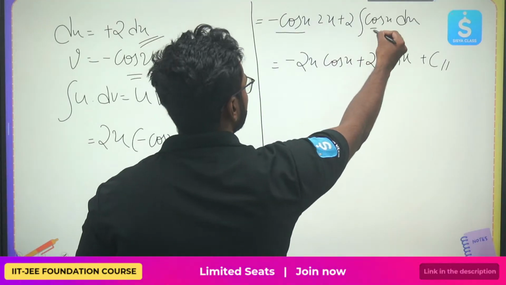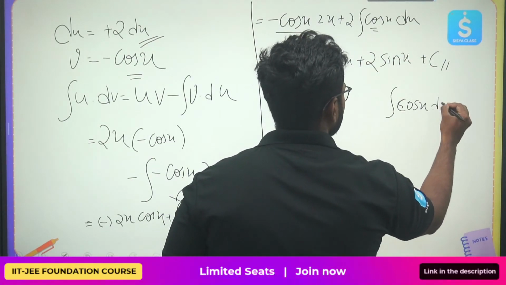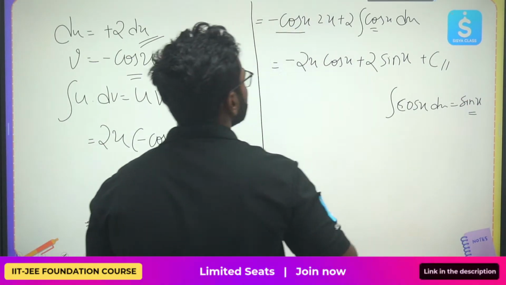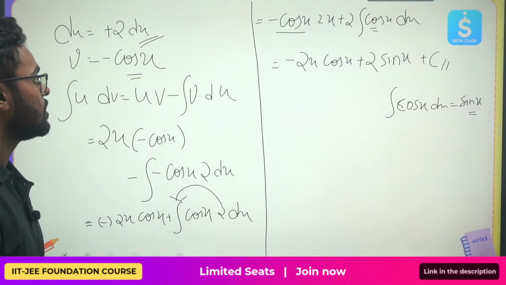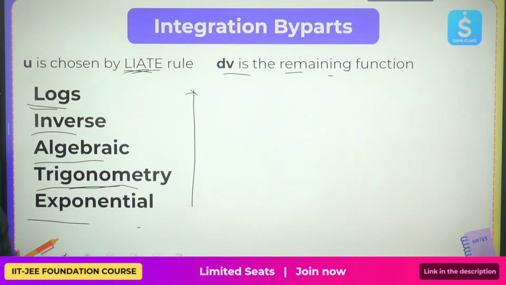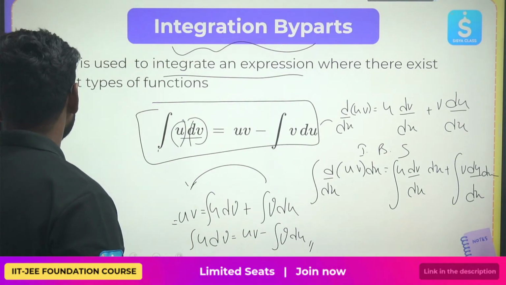The integral of cos x would be sin x. So this is the final answer we have received. Hope you understood this process. This is an important theory part from your integration lesson, integration by parts we call it.